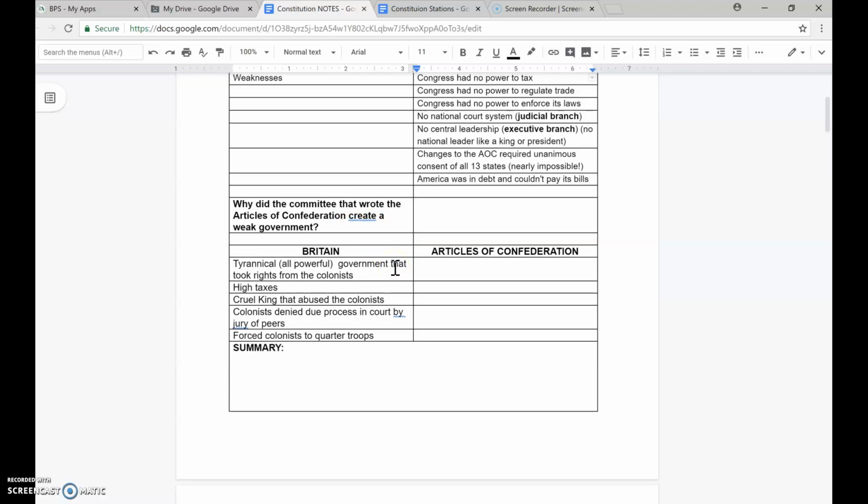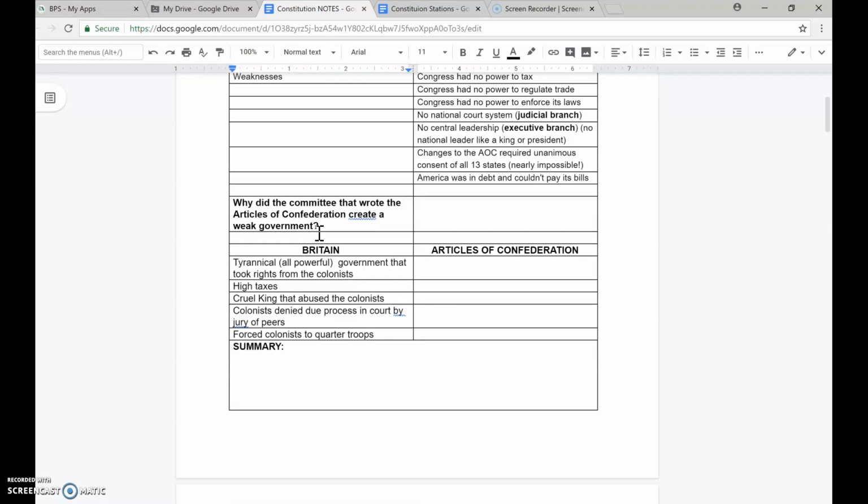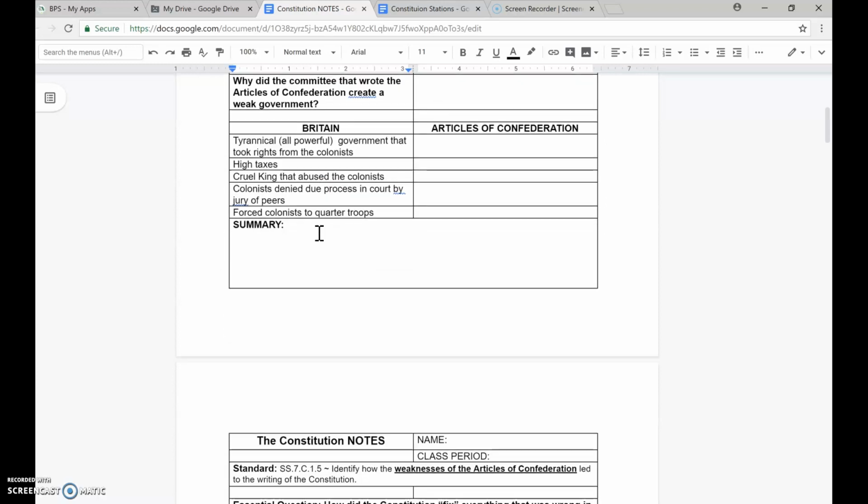So let's unpack this. Remember, it's not enough to identify the weakness of the Articles of Confederation, but we actually have to know how that led to the Constitution. After the Articles of Confederation flopped, the founding fathers got a little smarter and wrote the Constitution. And we've been under the Constitution ever since. The Constitution is our type of government, a constitutional democracy, and our entire government is written down in the Constitution. So let's figure out how we got to the Constitution.